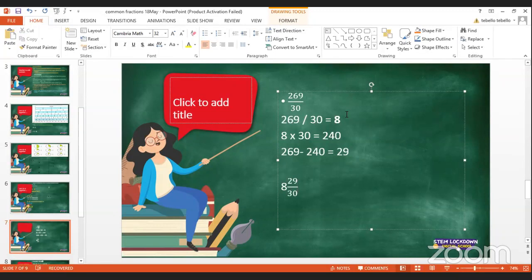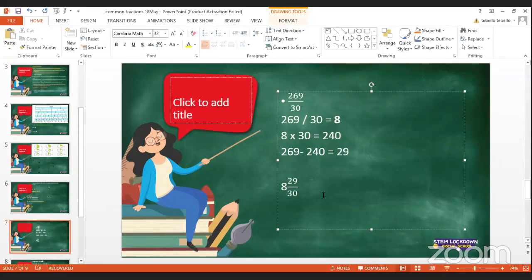Right, we started by saying 269 divided by 30, and we had 8 comma something, which makes it a decimal number, but we don't deal with decimal numbers when we do our common fractions. We only deal with natural numbers and whole numbers. So we'll have our 8 as our whole number. Here's our 8, and then we'll have our 8 multiplied by 30. Then we'll get 240, and then we'll subtract our smaller number from our bigger number, and then we'll have our 29. 29 will be our numerator, and our denominator doesn't change.